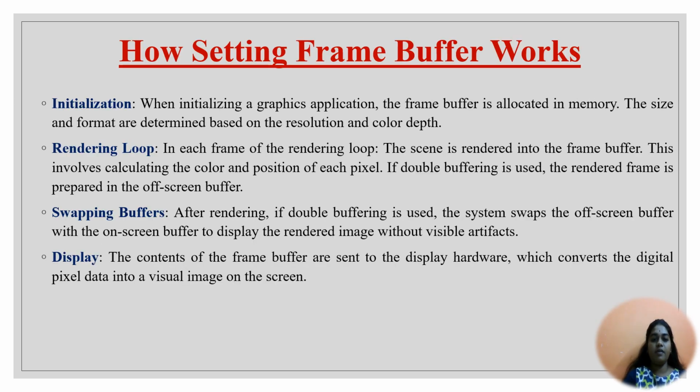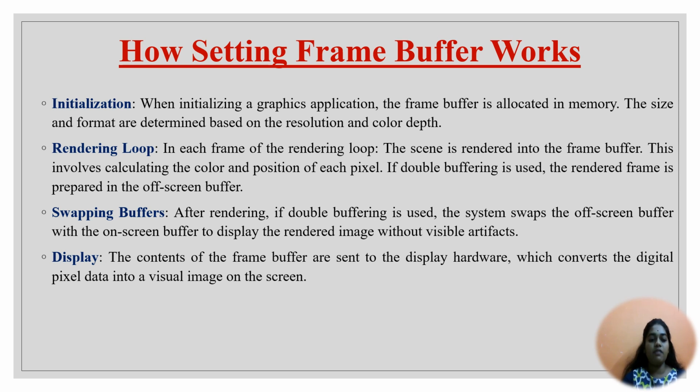How setting frame buffer works. Initialization. When initializing a graphics application, the frame buffer is allocated in the memory. Rendering loop. In each frame of the rendering loop, the scene is rendered into the frame buffer. This involves calculating the color and position of each pixel. If double buffering is used, the rendered frame is prepared in the off-screen buffer.